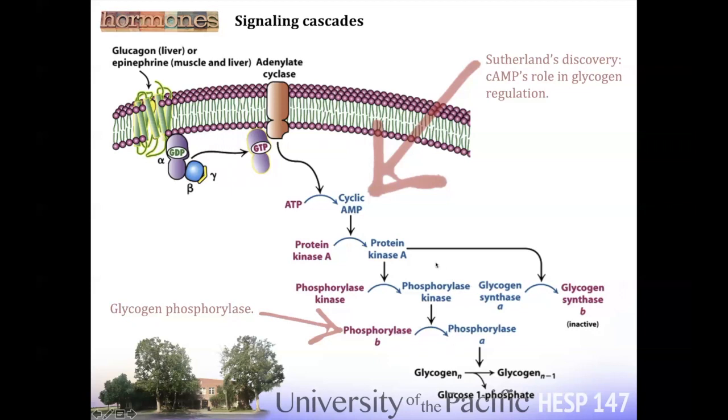So protein kinase A phosphorylates a couple of things here, which is phosphorylase kinase. It sounds redundant. Protein kinase A phosphorylates phosphorylase kinase.